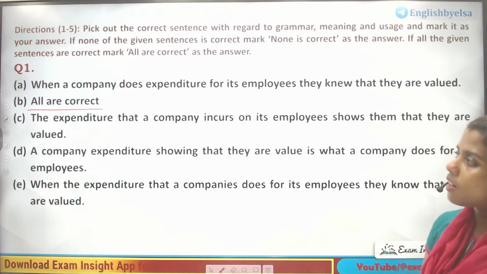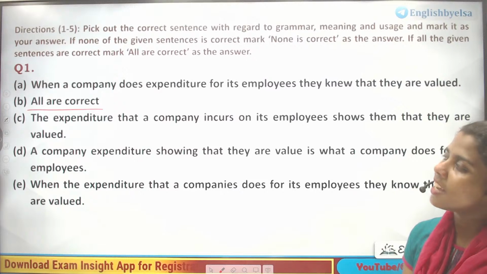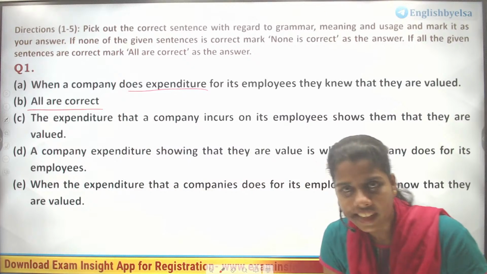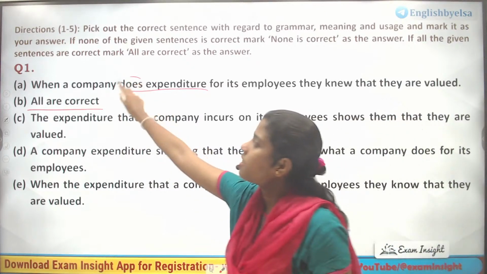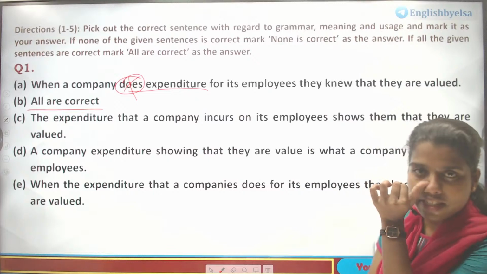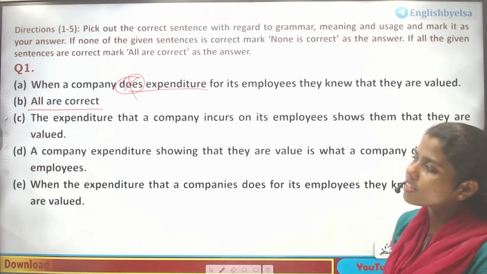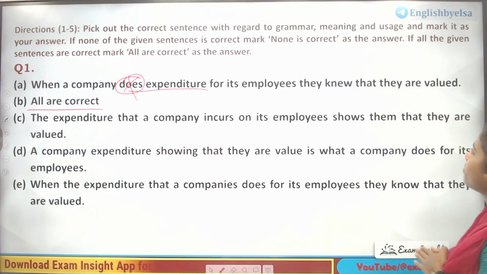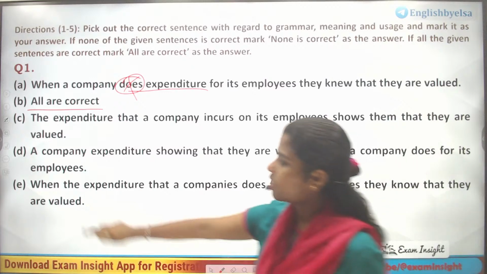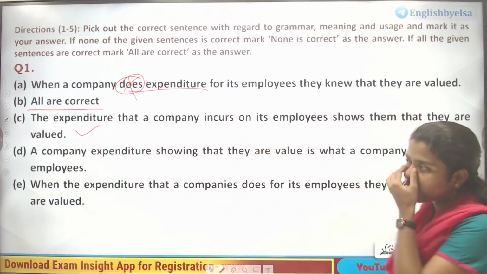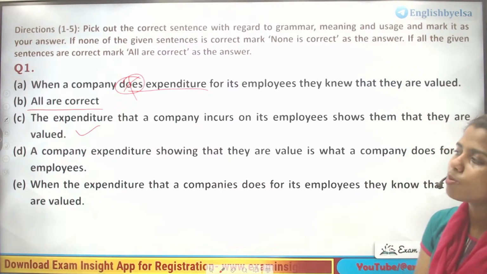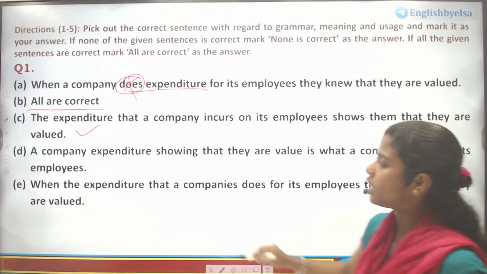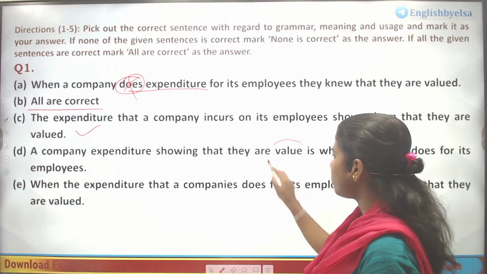First option: when a company does expenditure. Here only I can stop it. Why? Because expenditure is already a thing which has to be incurred, so saying does expenditure is incorrect. That means the first sentence is gone. Third sentence: the expenditure that a company incurs on its employees shows them that they are valued. I think the answer is the third one, C. But let's look at option D also. A company expenditure showing that they are valued is incorrect.